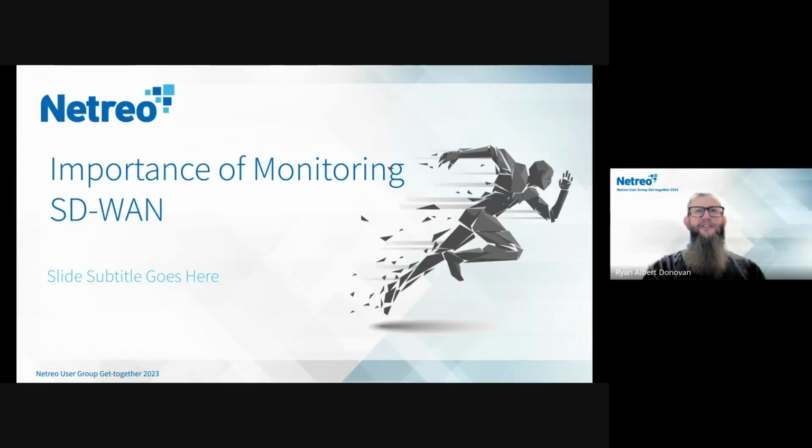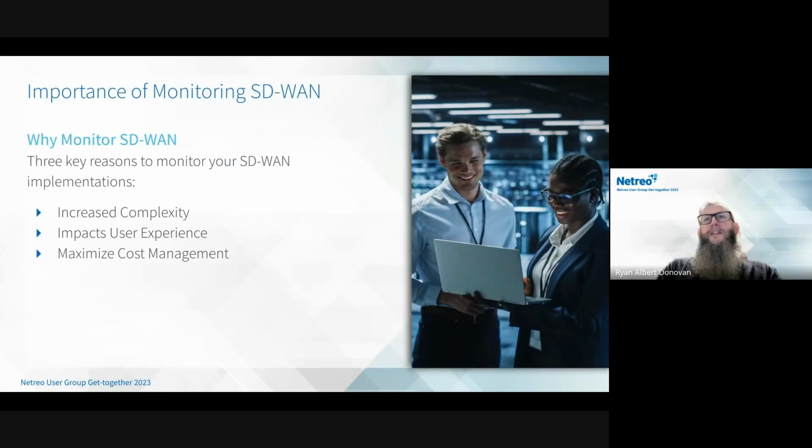Now that we have a general understanding of what SD-WAN is, it's time to explore why monitoring your SD-WAN is paramount. First and foremost, SD-WAN introduces a level of network complexity that demands vigilant monitoring. In a traditional network, managing and troubleshooting were relatively straightforward. But with SD-WAN, you're dealing with multiple transport options, dynamic traffic routing, and complex policies. Without monitoring, it's like navigating through a dense forest without a map or compass.